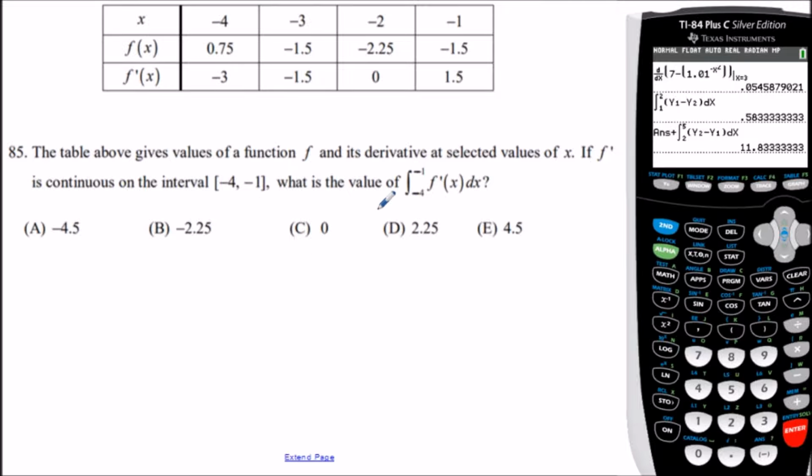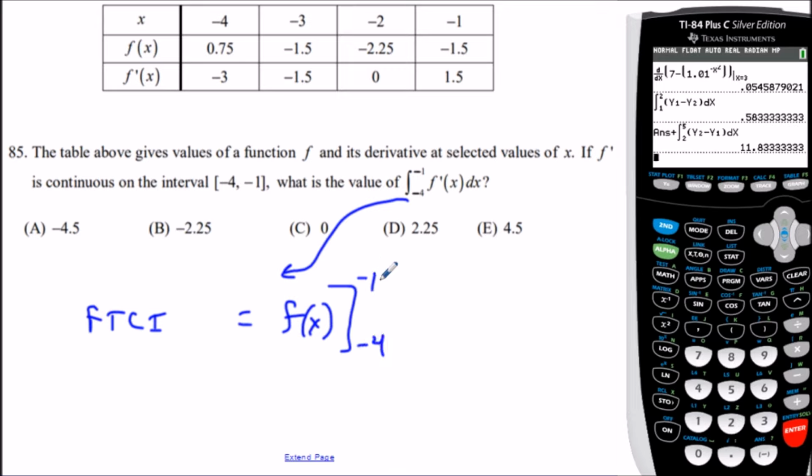For question 85, we are looking for the value of this definite integral. They're telling us f prime is continuous on the interval from -4 to -1. To evaluate this integral, we're just going to use FTC part 1. By the fundamental theorem of calculus part 1, all we have to do is take the antiderivative of f prime, which is f of x, and then evaluate from -4 to -1. So this is equal to f of -1 minus f of -4.